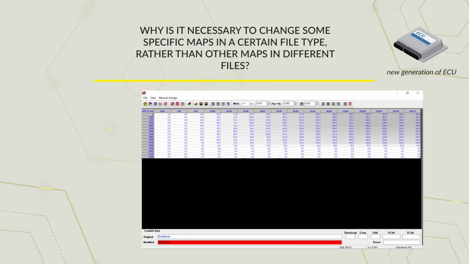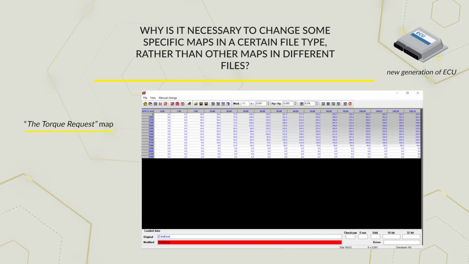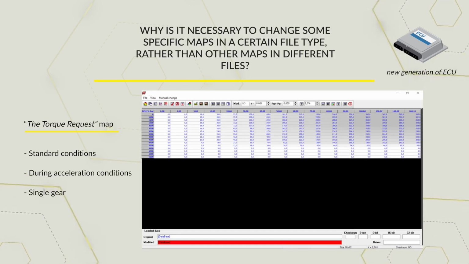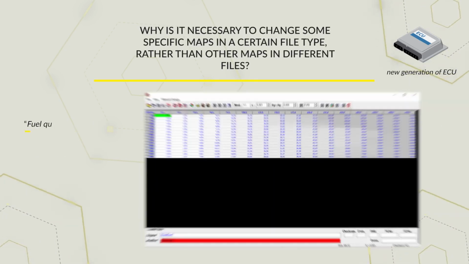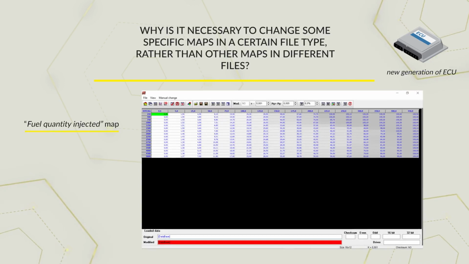Here we can see an example of a map with the torque request, which can occur in various conditions: standard, during acceleration, or for each single gear, depending on the engine speed and the accelerator pedal pressed. Furthermore, thanks to these maps, it is possible to maintain optimum control and maximum efficiency of the main systems present in the diesel engine, such as the amount of fuel quantity injected to develop the engine torque required internally as a function of the engine speed.